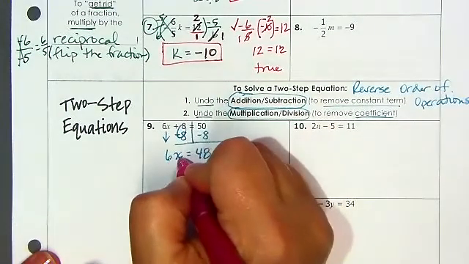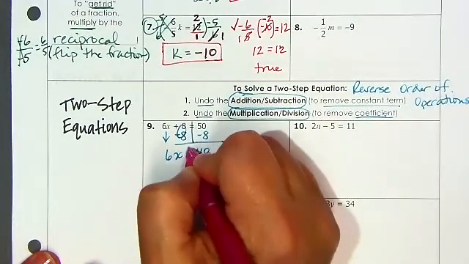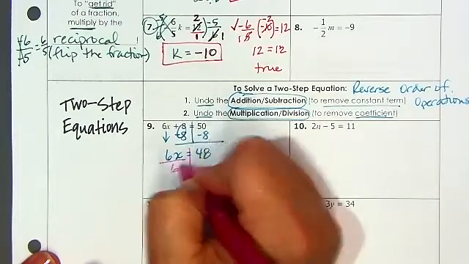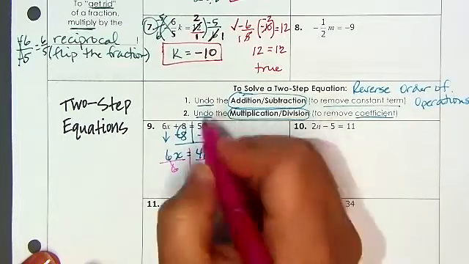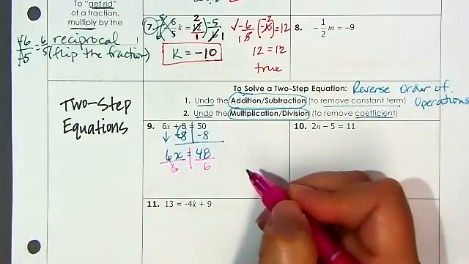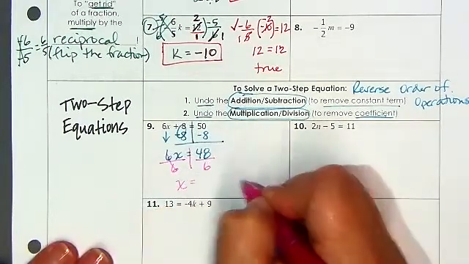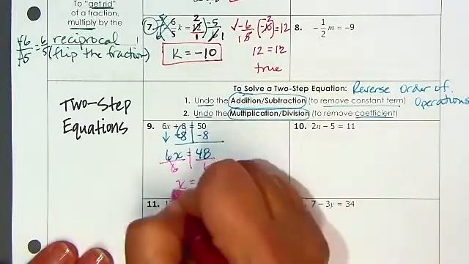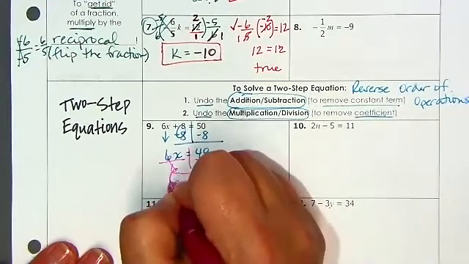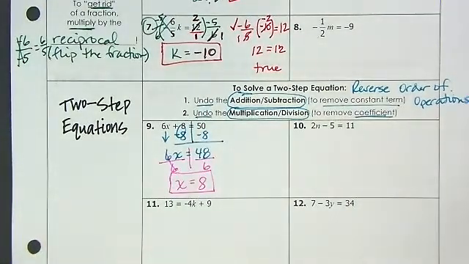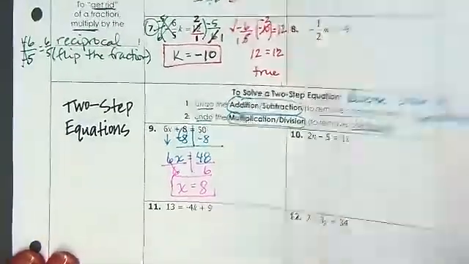6x equals 48. Now, 6 times x, so how do I undo multiplication? Division, so I'm going to divide by 6 to both sides, and you have to show it being divided to both sides, and we get x equals 8. There we go. So now, moving along, and yes, you would want to check this, but for the essence of time for your video, we're going to move on, so the video doesn't take too long.